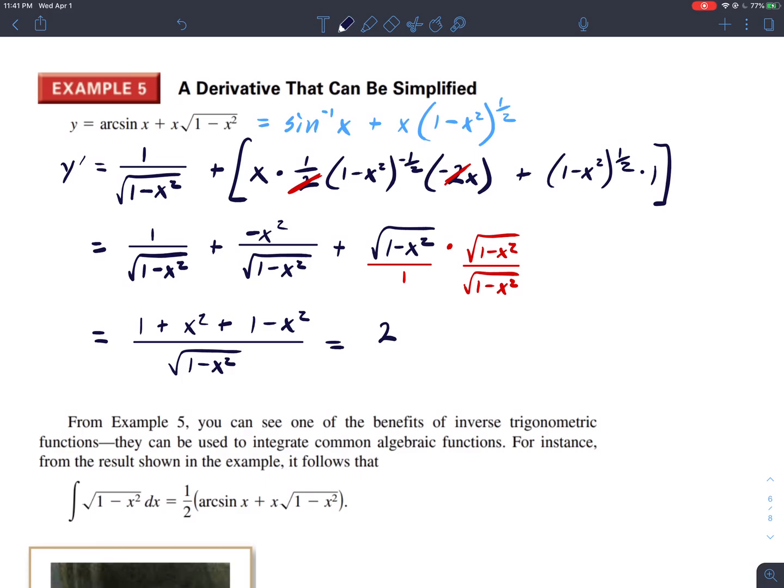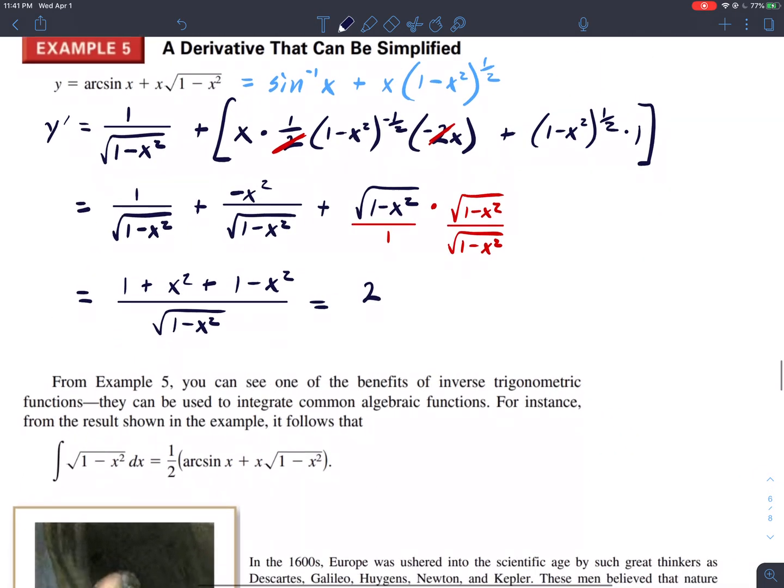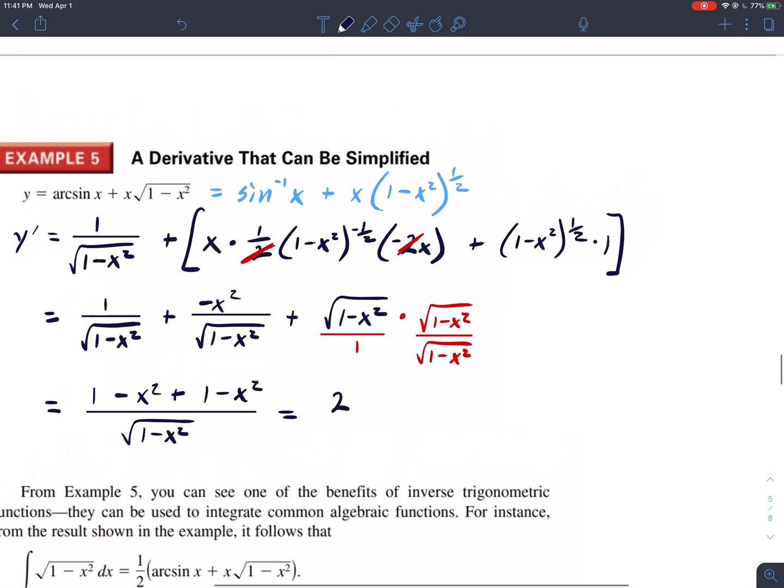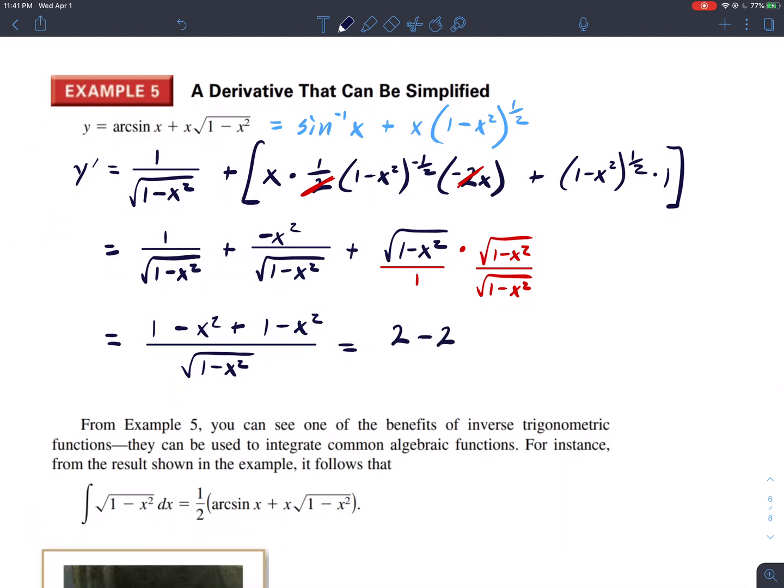So correct yourself there. And that means that this should be a minus right here. So that negative is that negative. All right, now 2 minus 2x squared all over square root 1 minus x squared.